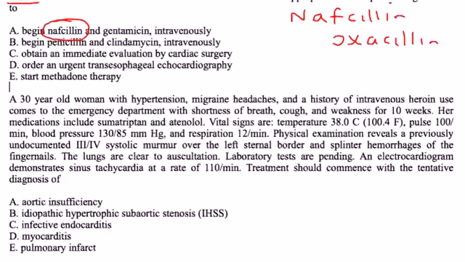Next question is a 30-year-old woman with hypertension, migraines, history of IV heroin use, comes to the ED with shortness of breath, cough, and weakness for 10 weeks. Her medications include sumatriptan and atenolol. Temperature is 100, pulse 100, blood pressure is 130/85, respirations are 12. Physical exam reveals a previously undocumented systolic murmur, grade 3 to 4, over the left sternal border, and splinter hemorrhages of the fingernails. Lungs are clear, lab tests are pending, electrocardiogram demonstrates sinus tach. Treatment should commence with the tentative diagnosis of.